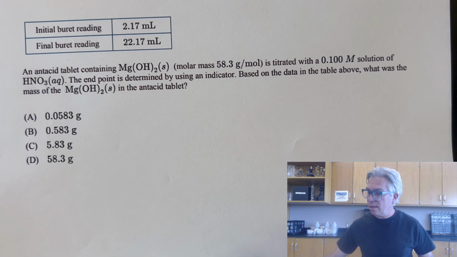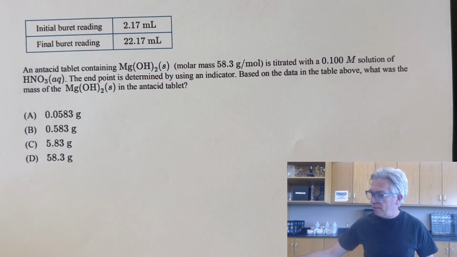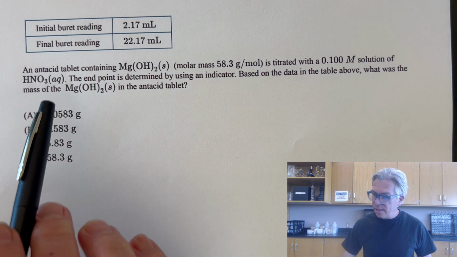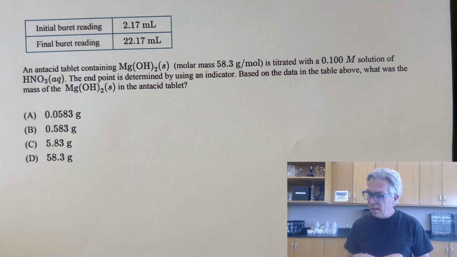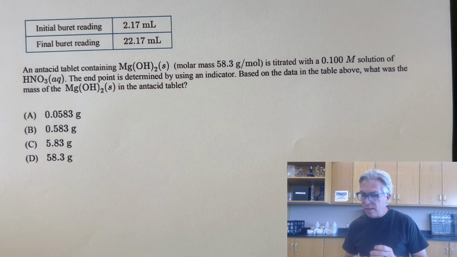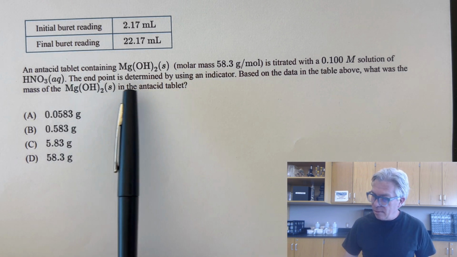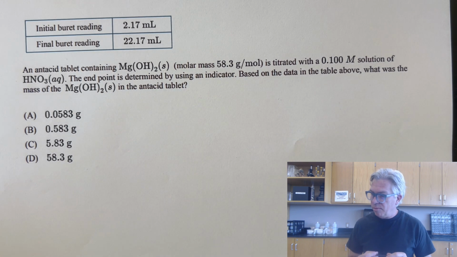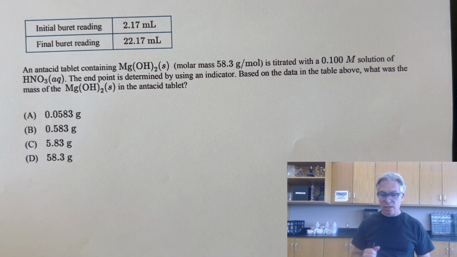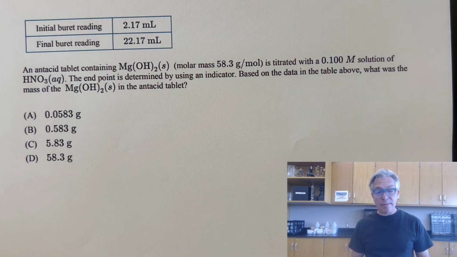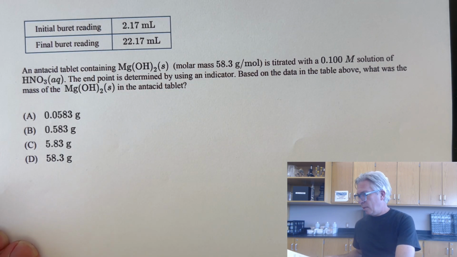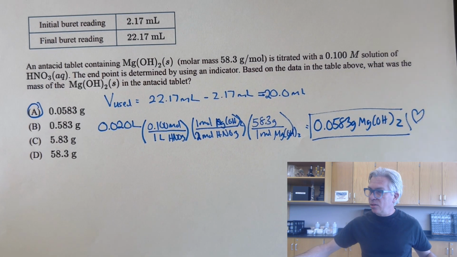Now, the next one is a calculation question. It's a stoichiometry calculation with the initial and final burette readings. An antacid tablet containing magnesium hydroxide is titrated with 0.1 molar solution of nitric acid. The endpoint is determined using an indicator based on the table above. What is the mass of magnesium hydroxide in the tablet? Take a moment and pause the video and use your stoichiometry prowess to see if you can get an answer. And when I did it, I got an answer of A.